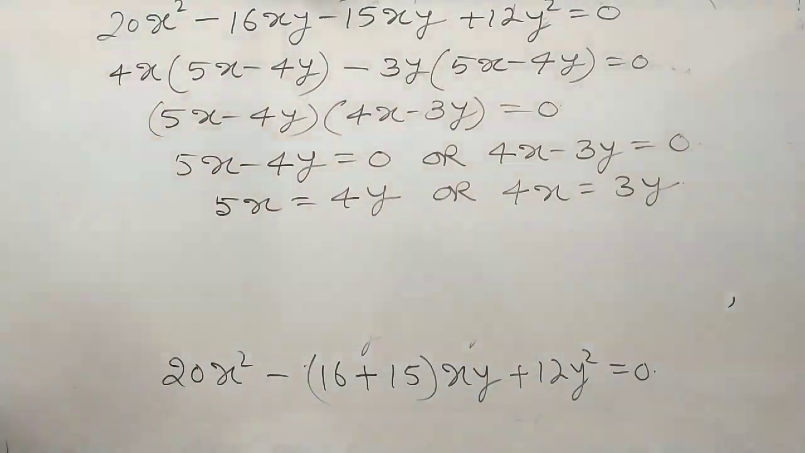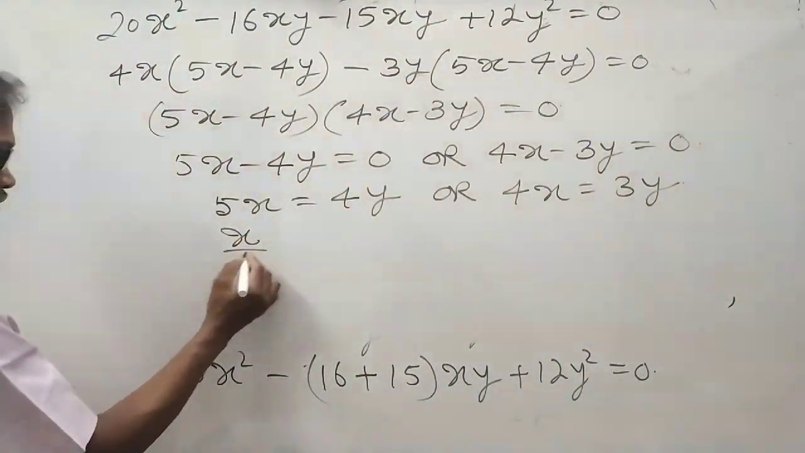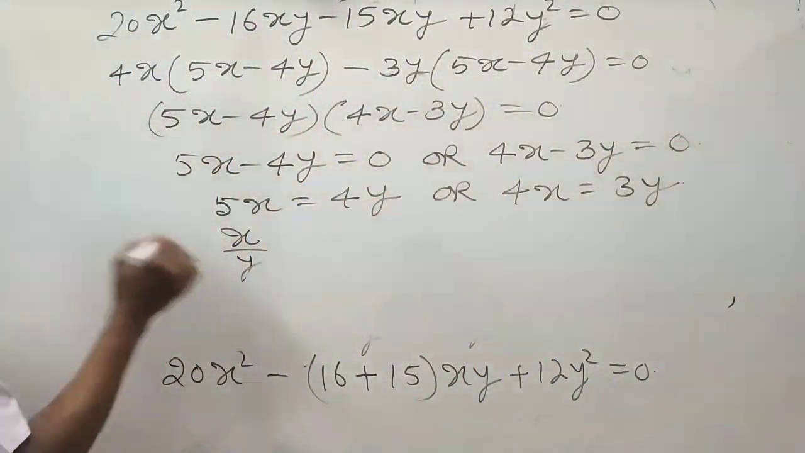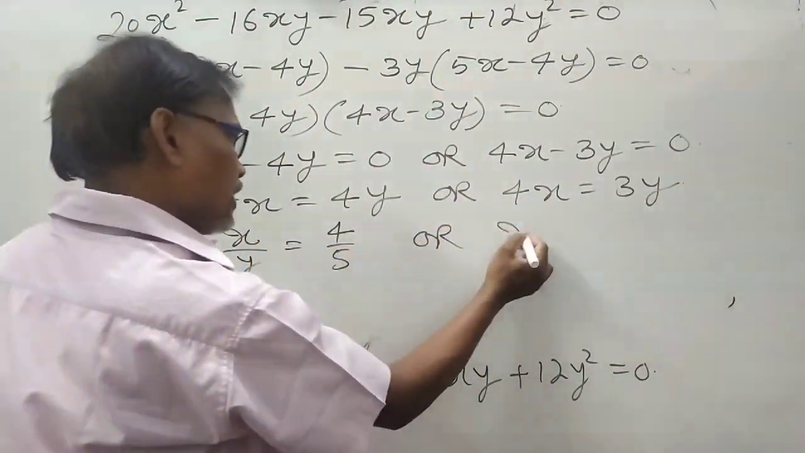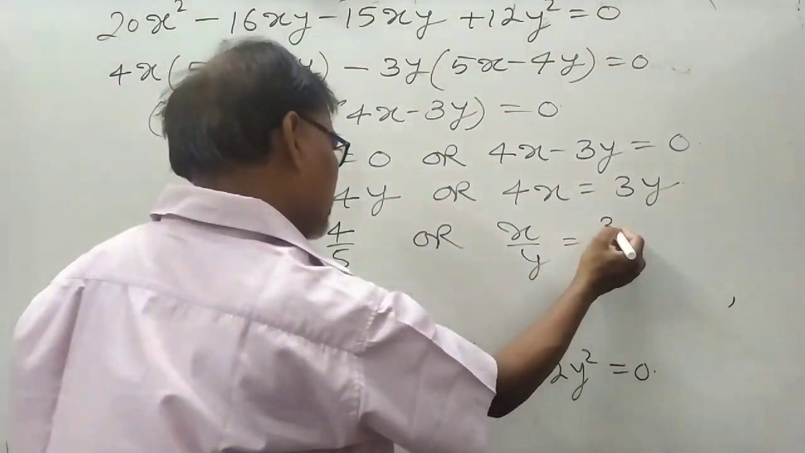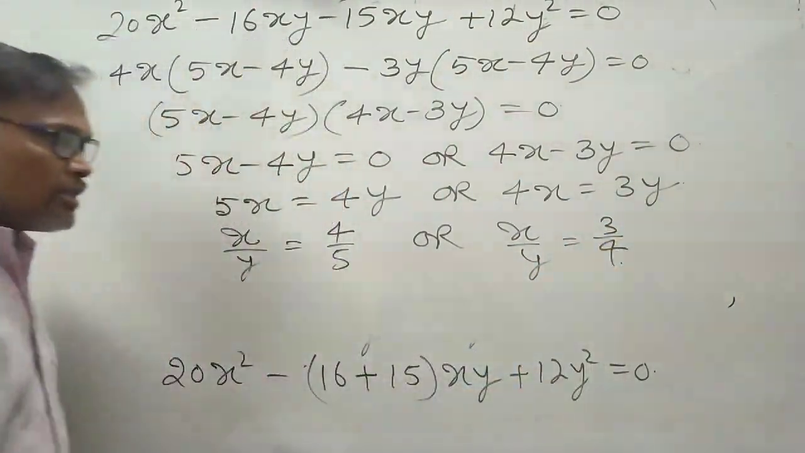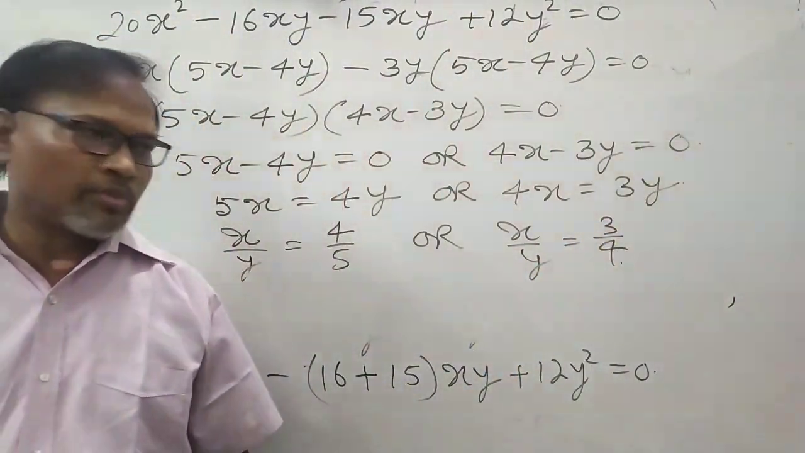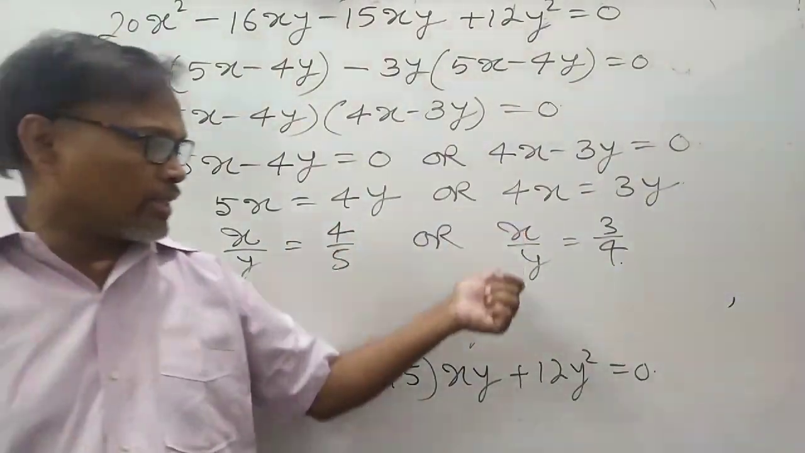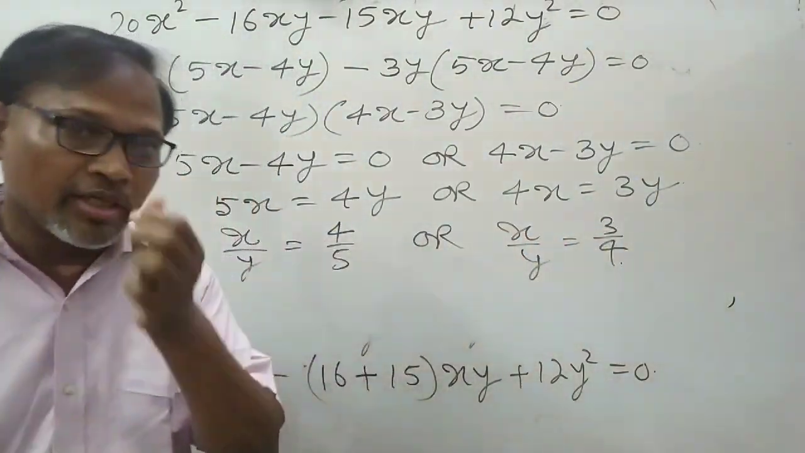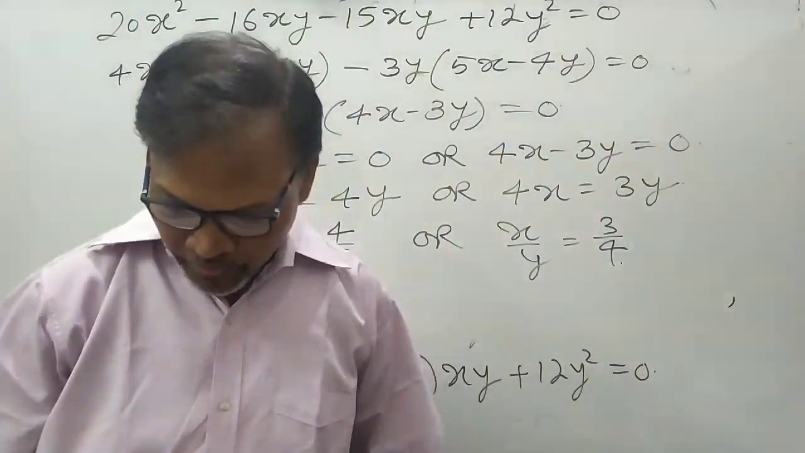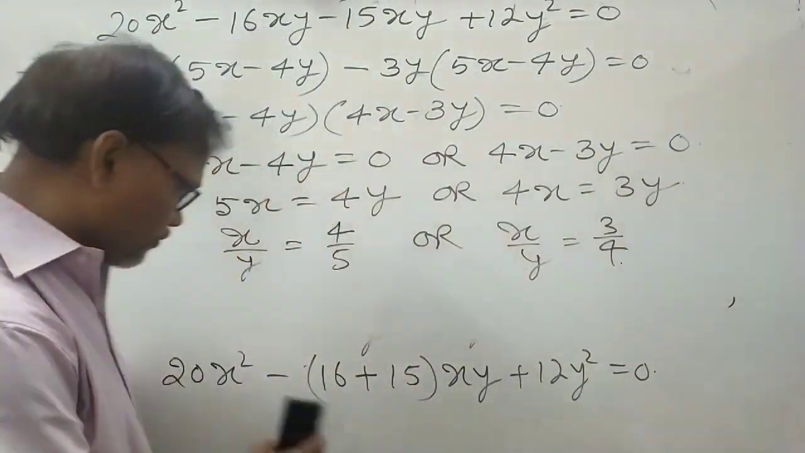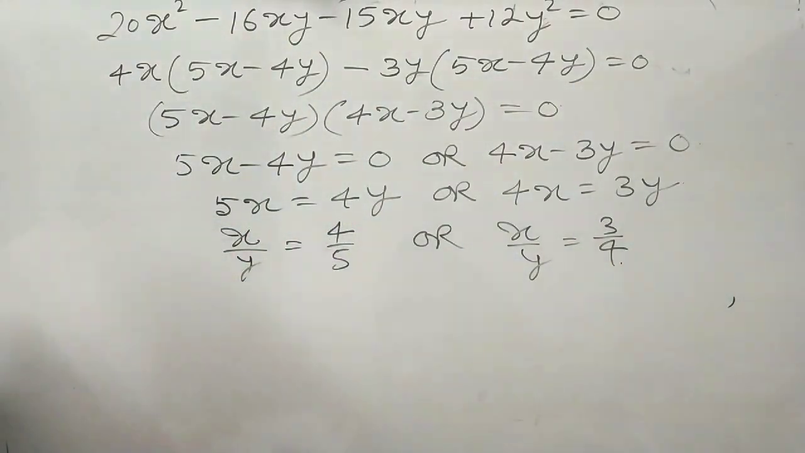Then x upon y, taking y to this side, will be 4 upon 5, or x upon y is equal to 3 by 4. There are two ratios: x upon y is 4 by 5 and x upon y is 3 by 4. It means you will get two answers for (x plus 2y) upon (2x plus y). You have to find how to put the values.